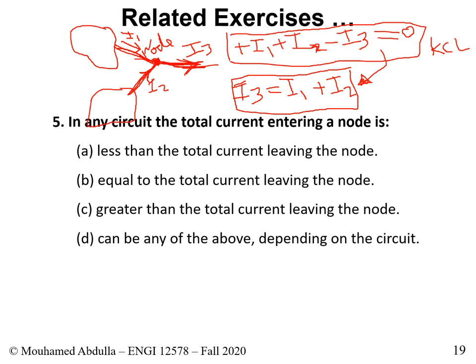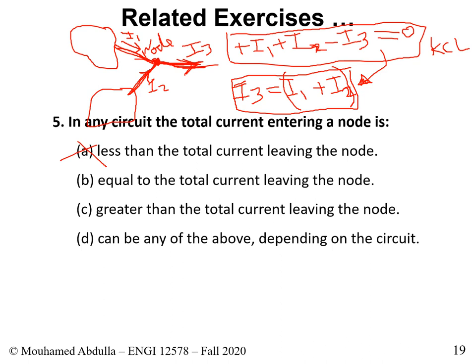So now let's reread the question. Question 5, in any circuit, the total current entering a node, so the total current would be this, right? If you add them, in this path there is some I1 current, in the other path there's some I2 current. So this is I1 plus I2. The total current entering a node is less than the total current leaving the node. Well, that's not true, right? Nothing should be lost. The current that enters should be the same current that leaves. So this doesn't make sense. A is wrong. Unless there's some loss and the current goes somewhere else, but in general, this is wrong.